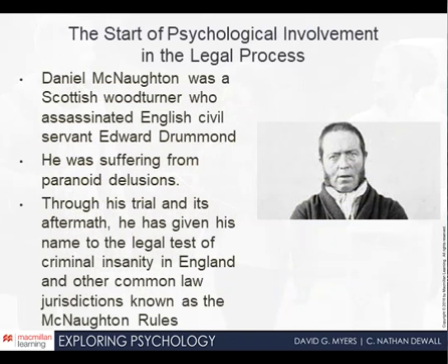So let's start off with looking at the psychological involvement in the legal process. This goes back to an individual known as Daniel MacNaughton. He was a Scottish wood-turner who assassinated English civil servant Edward Drummond. He was suffering from paranoid delusions. Through his trial and its aftermath, he has given his name to the legal test of criminal insanity in England and other common law jurisdictions, known as the MacNaughton rules.